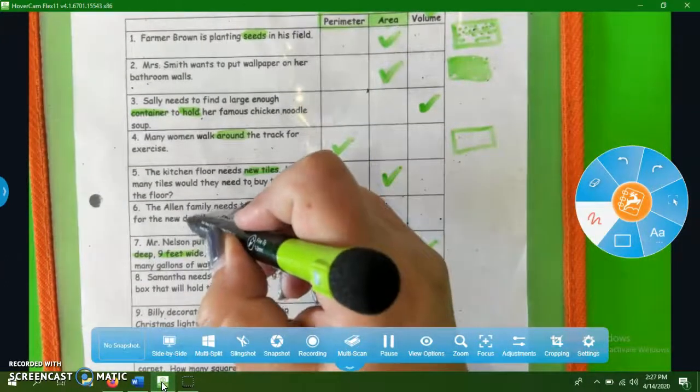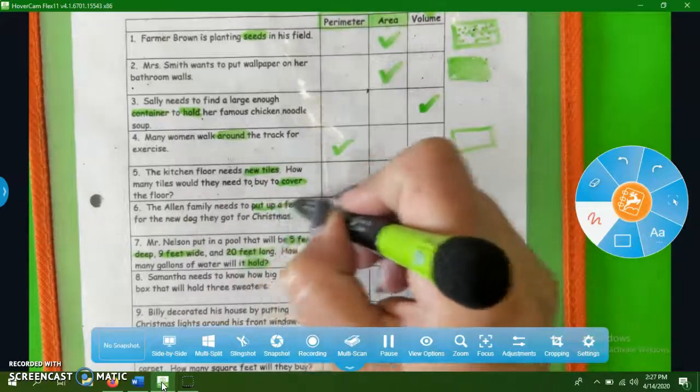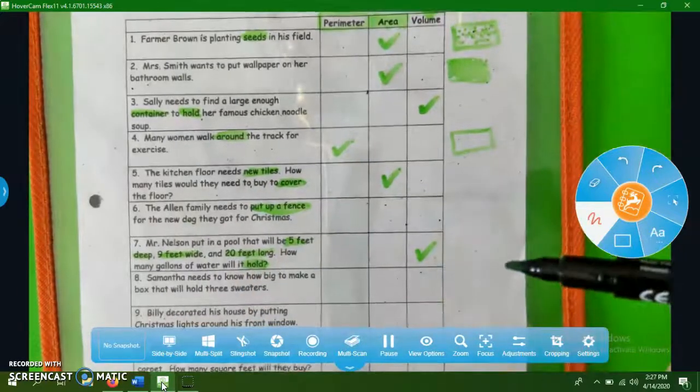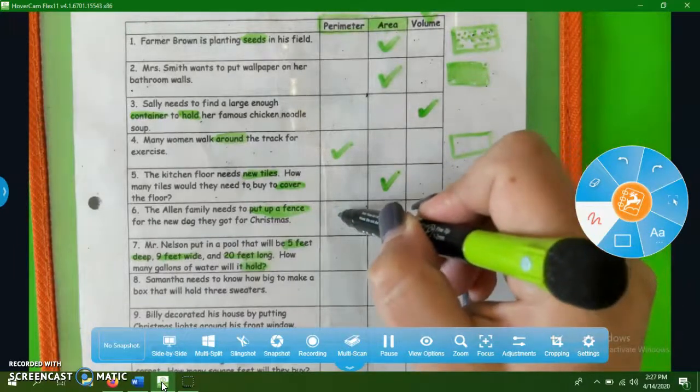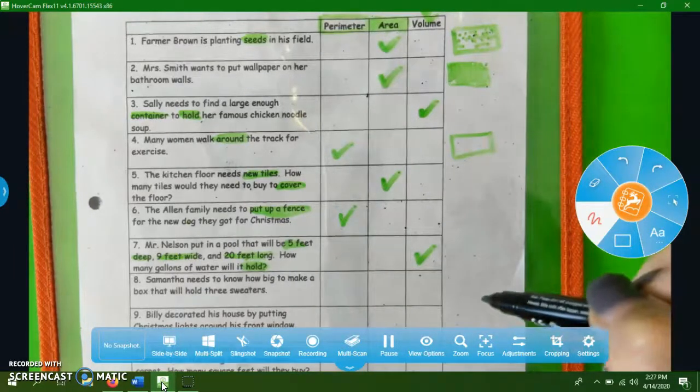Number 6, the Allen family needs to put up a fence for the new dog they got for Christmas. So, we've got a new dog and we're putting up a fence. And where does a fence go? In your backyard. It goes around the edges, perimeter.